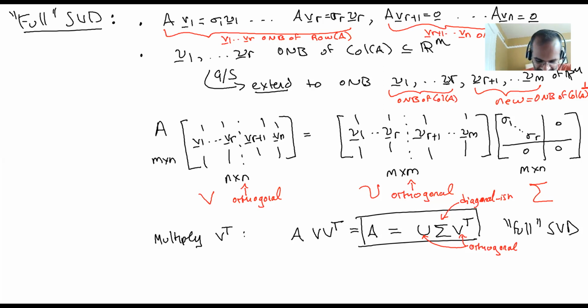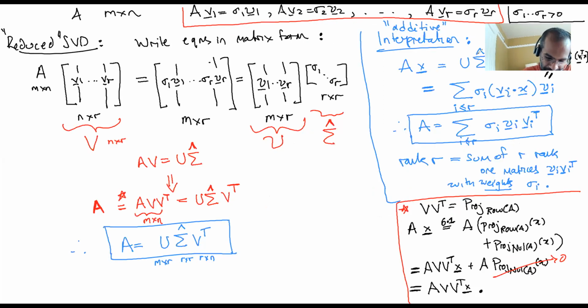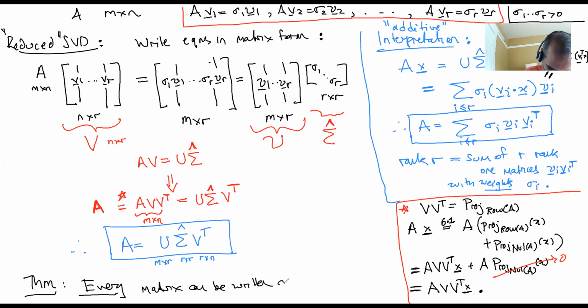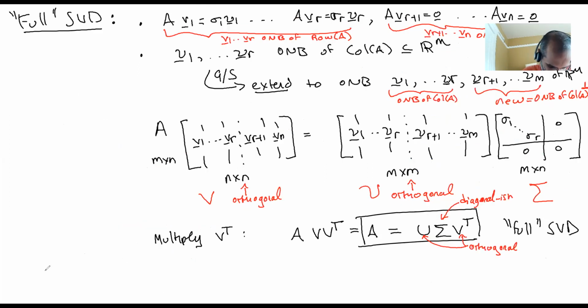And same with the reduced SVD, right? So let me just write a theorem. Here, maybe if it wasn't so clear, every matrix can be written in this form. And again here, the amazing theorem is every matrix has the above full SVD.